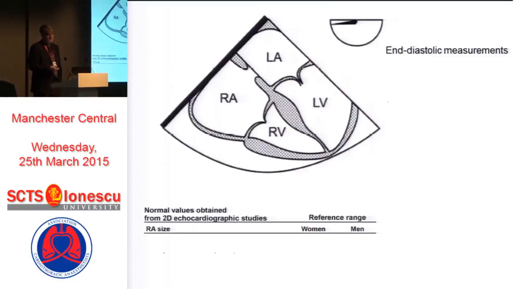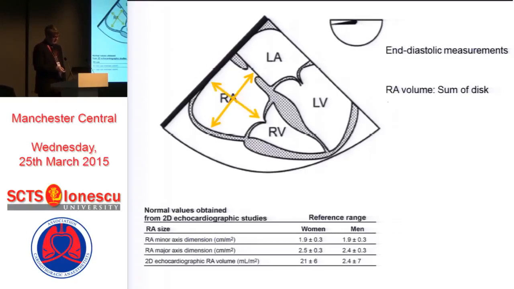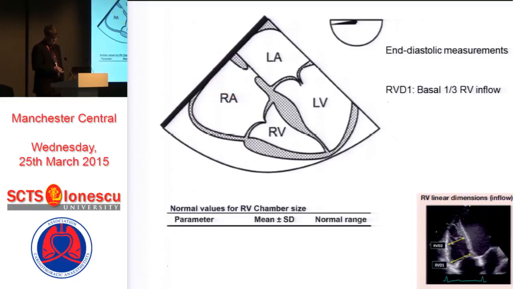So one of the measurements the guidelines recommend is the following. The first one is the right atrial size. There's the minor axis and the major axis dimension that you will get. And they also recommend, eventually, to measure the volume of the right atrium, but only on one plane. And they recommend using the sum of discs to obtain these measurements.